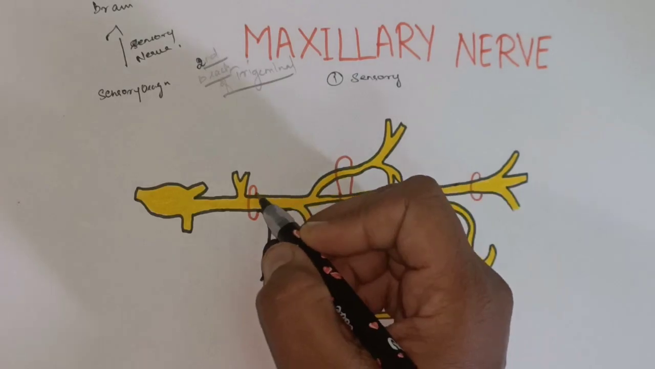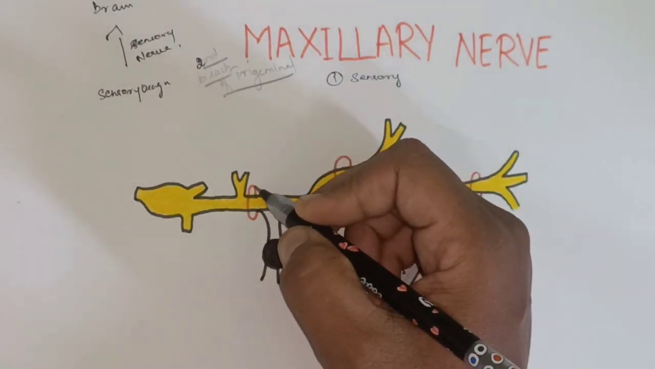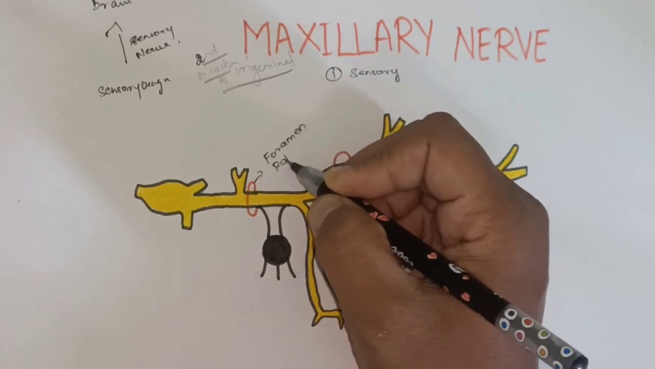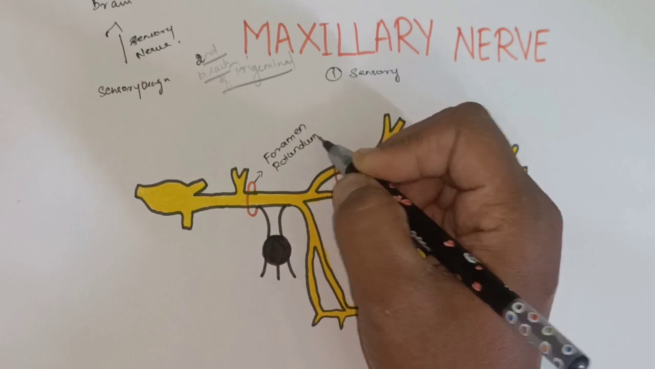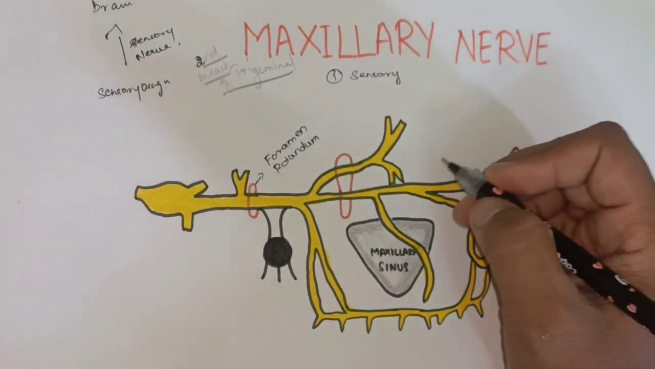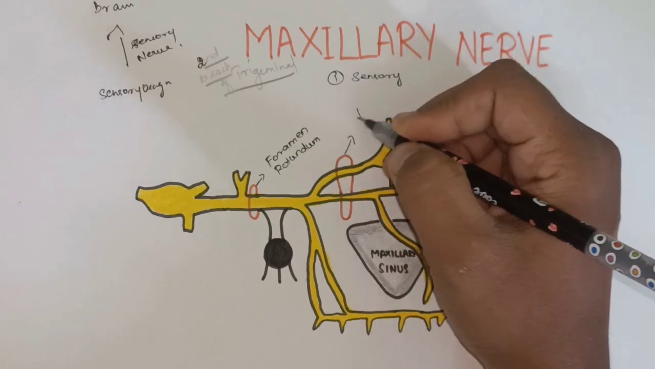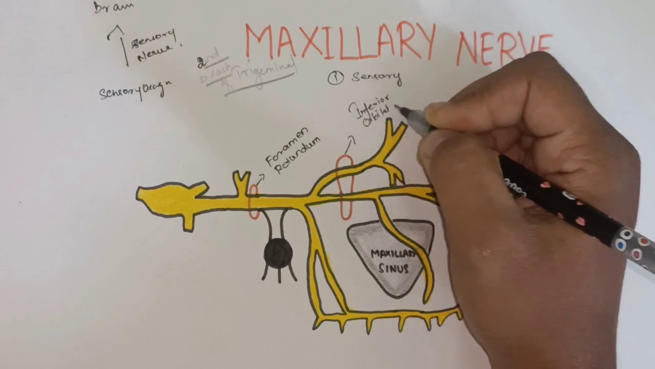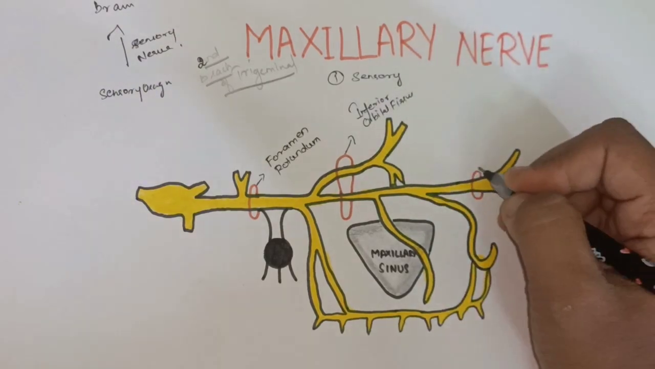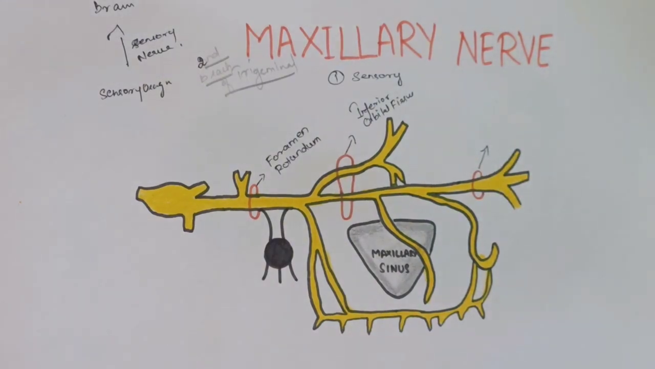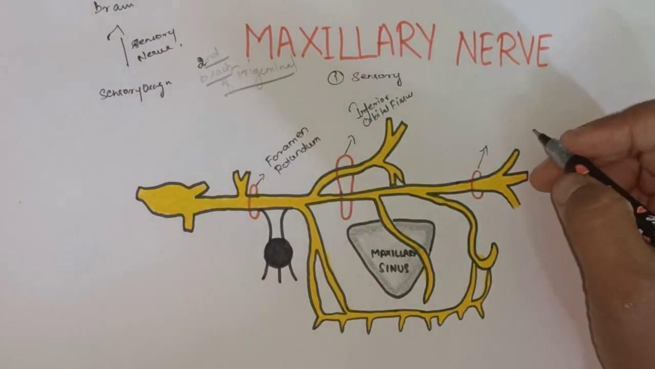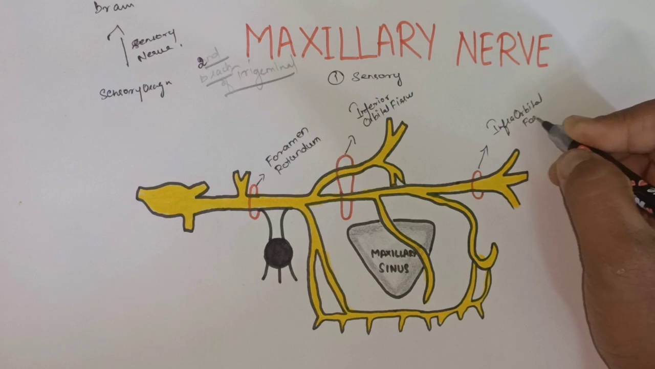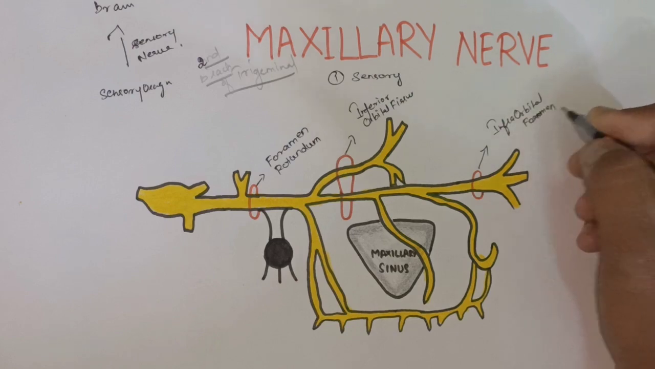This is your foramen rotundum. From this foramen only, the maxillary nerve is coming out of the middle cranial fossa. This red one is your inferior orbital fissure, and the last, this is your infraorbital foramen. The red ones I have drawn are all foramina only. To indicate the foramen, I have drawn a circle in red color.